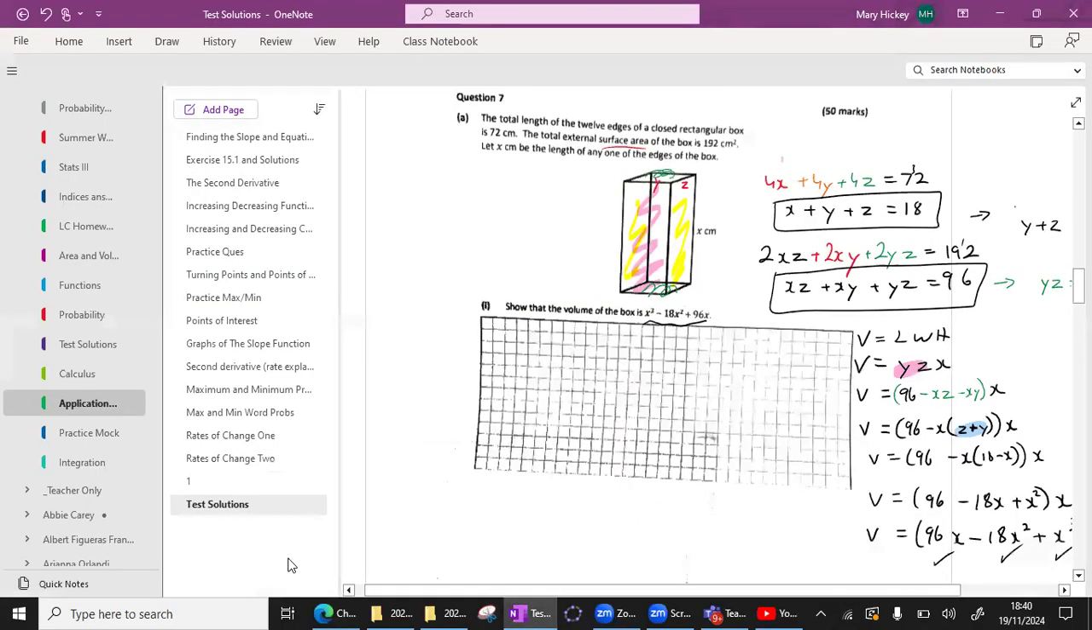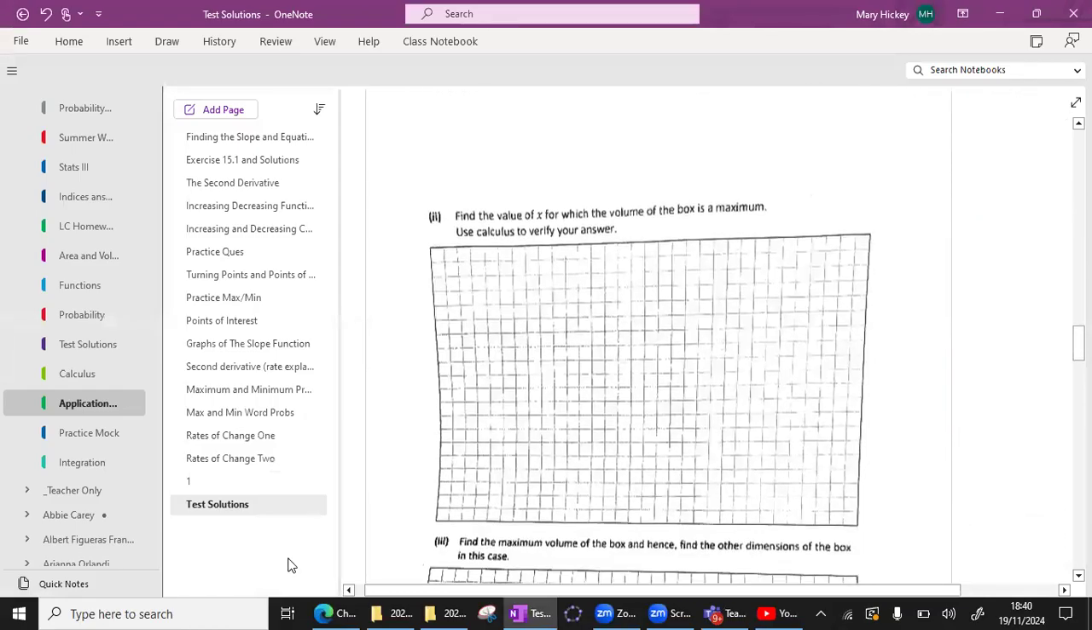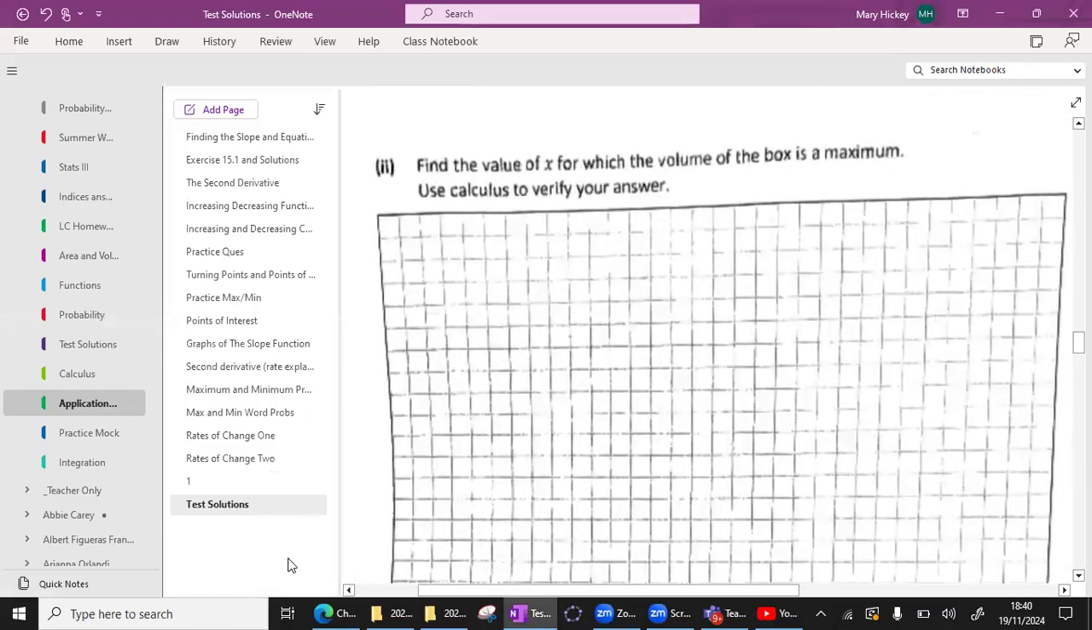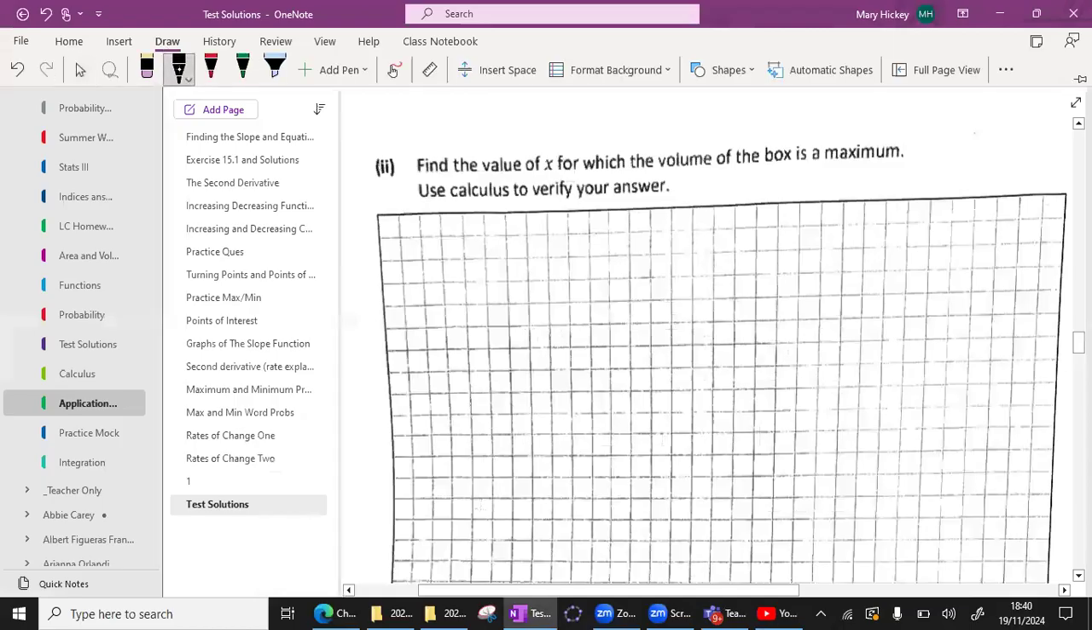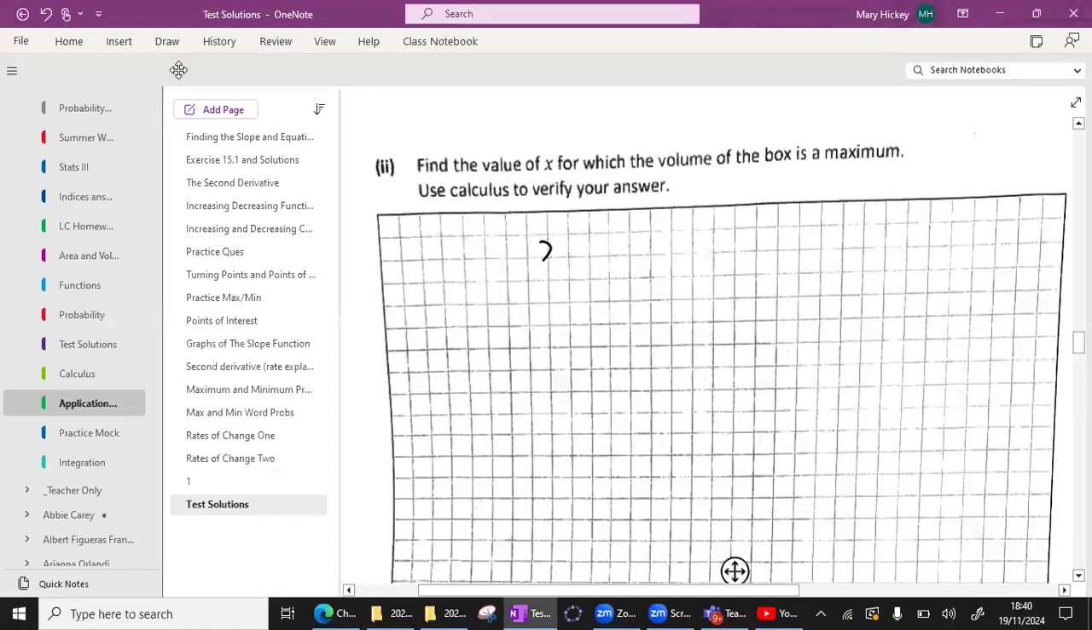Okay, so even if you couldn't do that part, you could still do the next because you have the volume. You have the actual function for volume. So I don't know why some people didn't just use this, even if they did get stuck with part one. So it says find the value of x which the volume of the box is maximum.